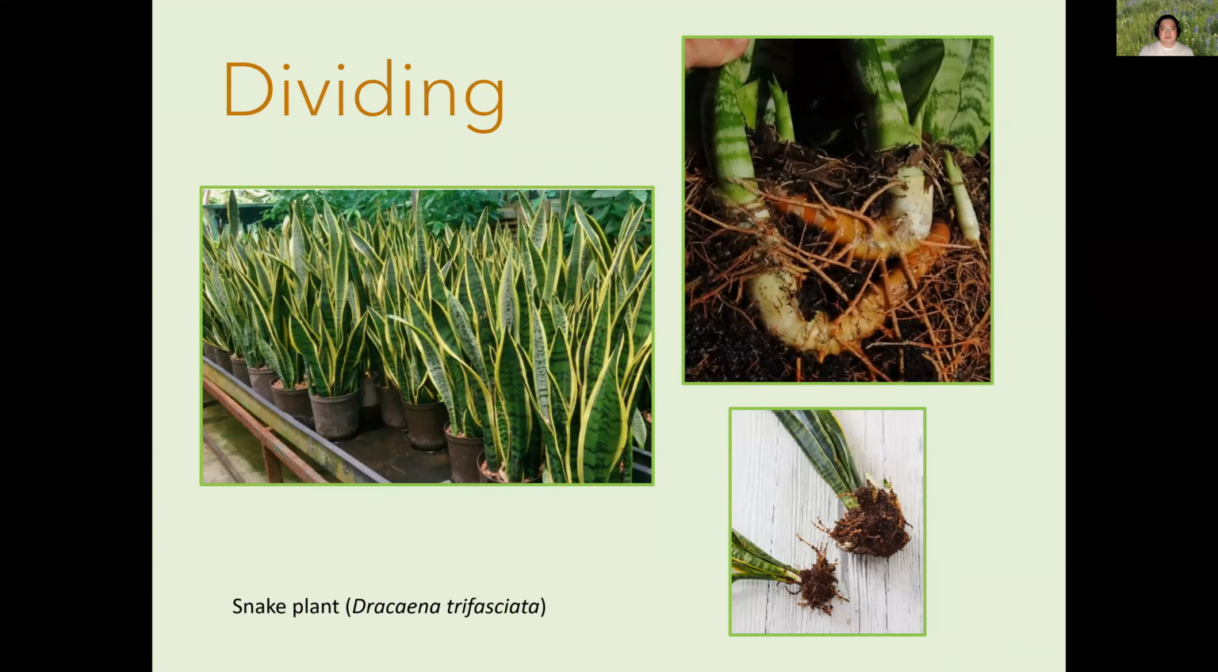But in the end, it's pretty straightforward. You have plants that are smaller than the original plant, but they should all have roots and shoots. And so the process of propagating them is very similar to the transplanting process that I described just a few seconds ago.